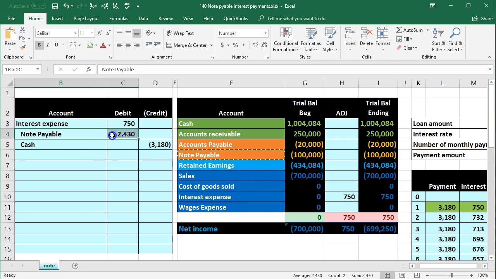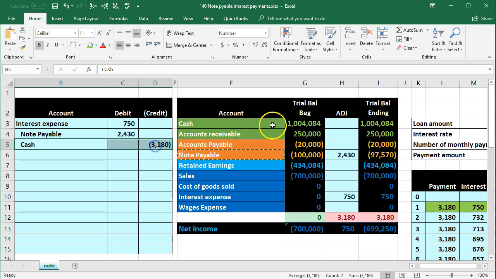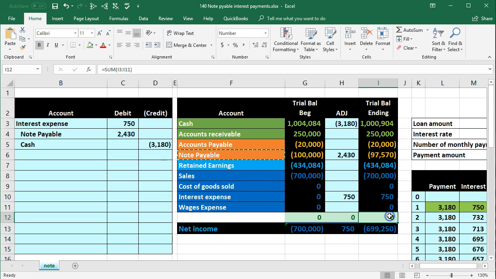Then we'll record the note payable. Here's notes payable. We're in the middle column in H6, equals 2,430, bringing this 100,000 down by the 2,430 to 97,570. And then here's cash. We're in H3, equals 3,180, bringing the cash down. So that puts us back in balance.